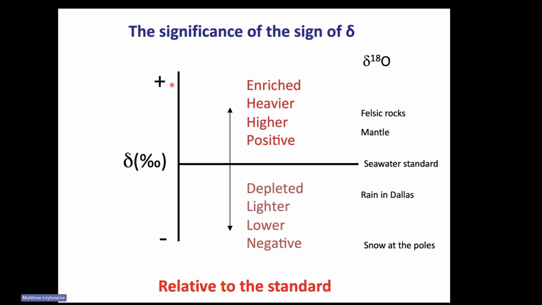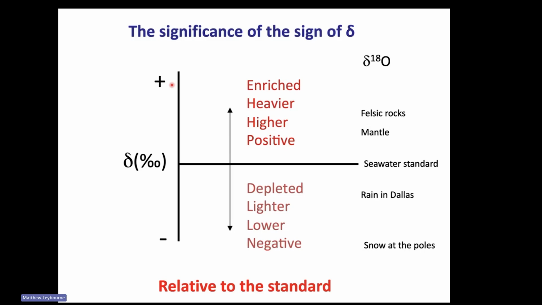Okay, so in terms of nomenclature, on the y-axis we have the delta symbol, or per mil, and we talk about isotopes being enriched. If we're talking about delta 18O, which is the isotope ratio of 18 oxygen to 16 oxygen, and it's a high value, we call it enriched, or heavier, or higher, or positive. And on the right hand, we can see that felsic rocks tend to be heavier or more enriched than the standard. Mantle is slightly less enriched compared to the standard.